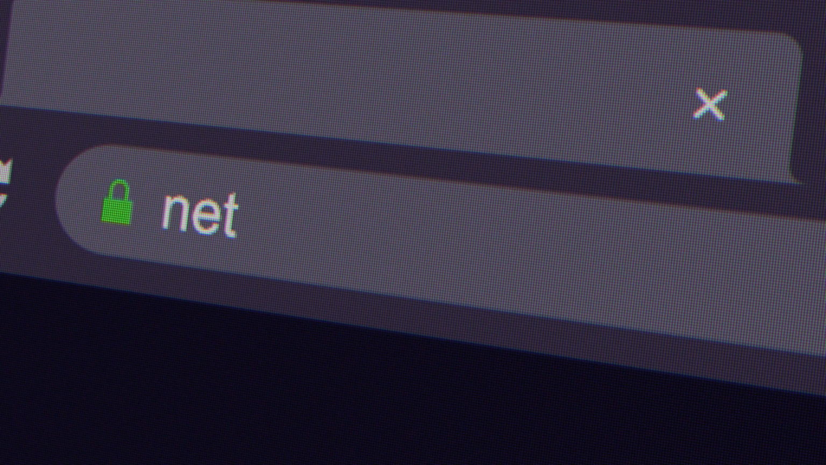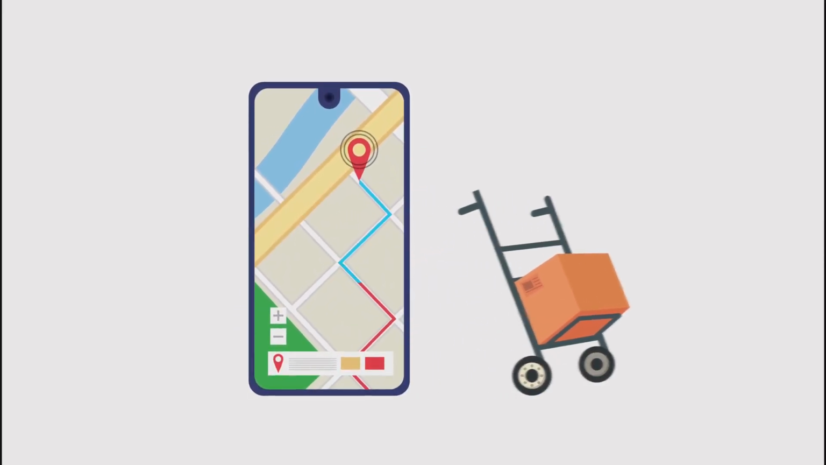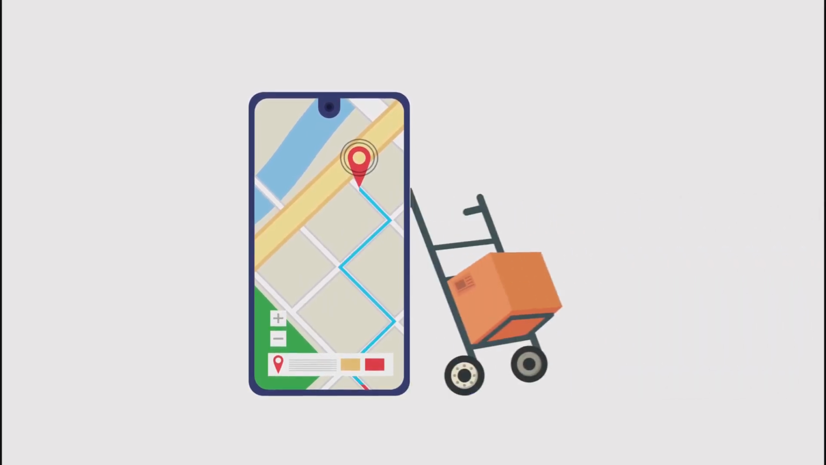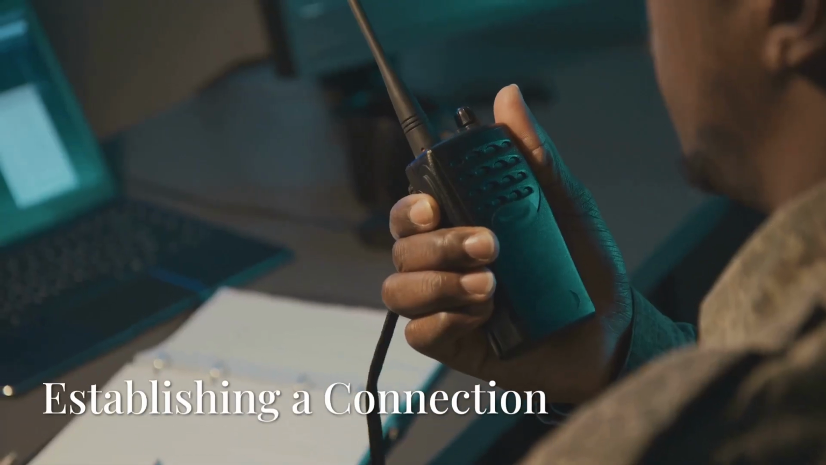When you request a website, your computer asks a DNS server to look up the website's IP address. Once the IP address is found, your request now has the directions it needs. It knows exactly where to go. But before it can deliver its message, it needs to establish a connection.